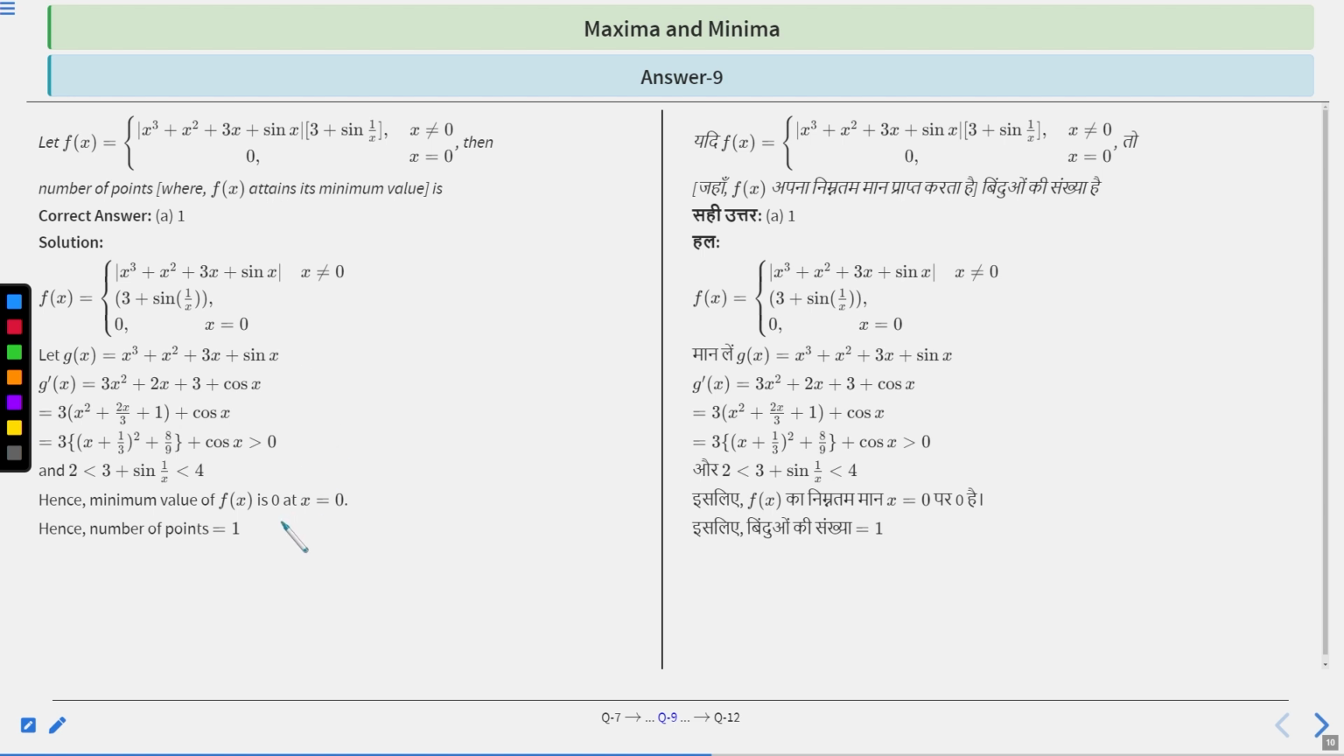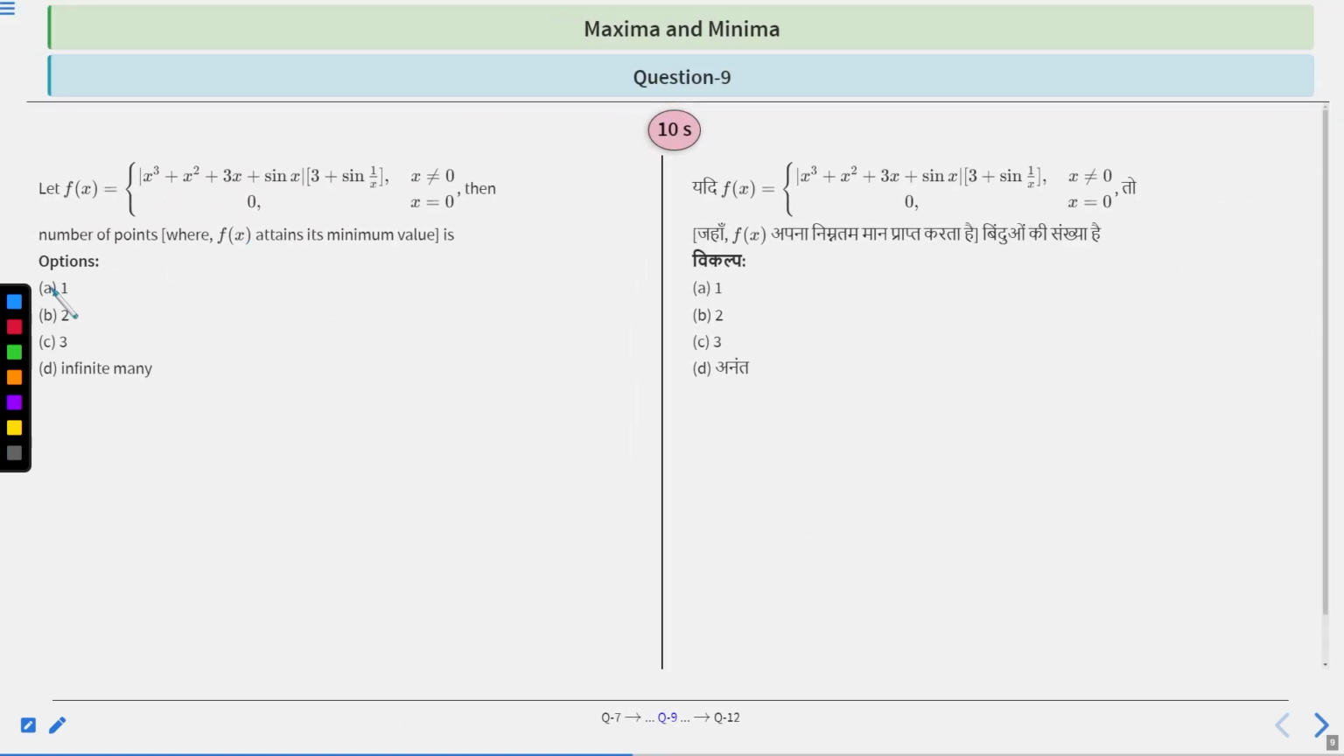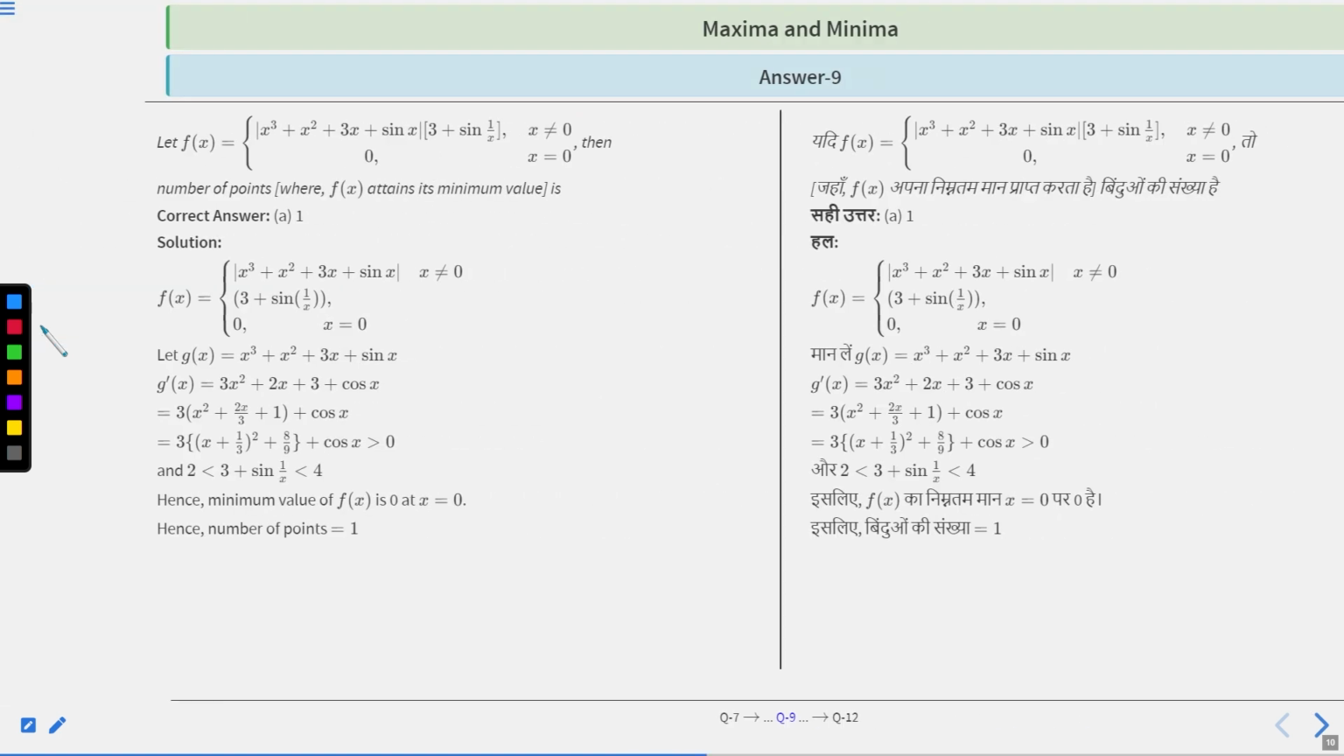Hence, the number of points where f(x) is attaining minima is basically 1. Clear? So I think option A is the right choice. A is the right choice, 1. Got it? Okay. Let's move to the next question.